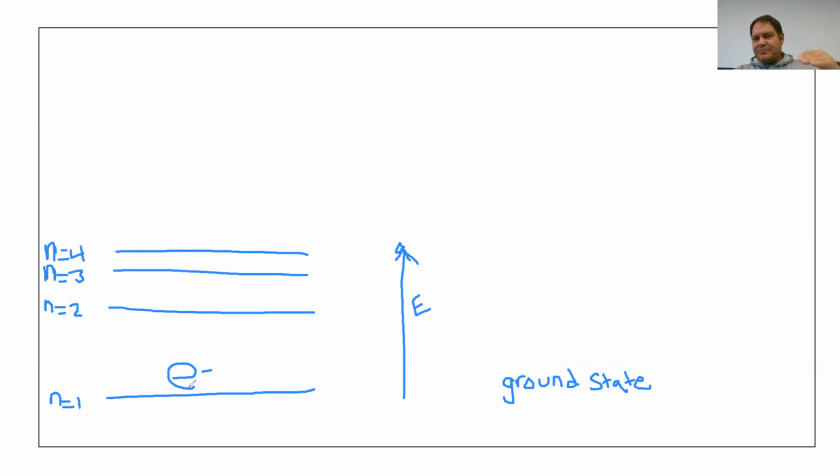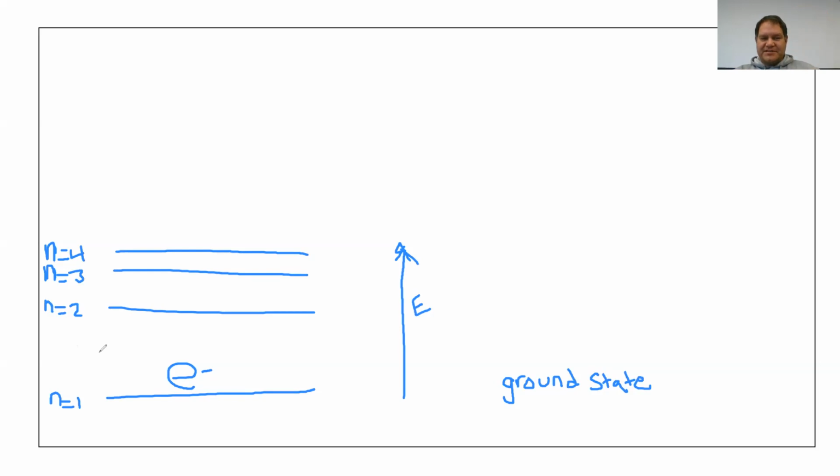Now, in order to promote this electron from the ground state to a higher level of energy, it has to absorb a specific quantity of energy that will allow it to jump from one level to another, okay? It has to be a specific quantity of energy and not just any quantity of energy, because the electron can only be at levels 1, 2, 3, 4, and so forth. It cannot be in between levels, and so therefore it cannot absorb energy to allow it to go in between level 1 and level 2. So it has to absorb a specific quantity of energy.